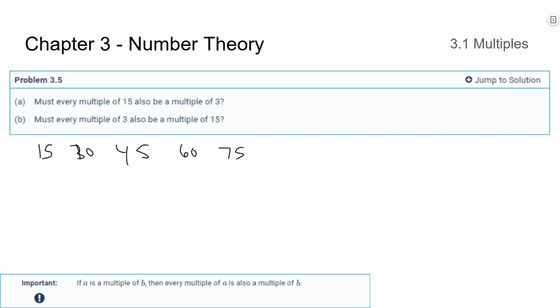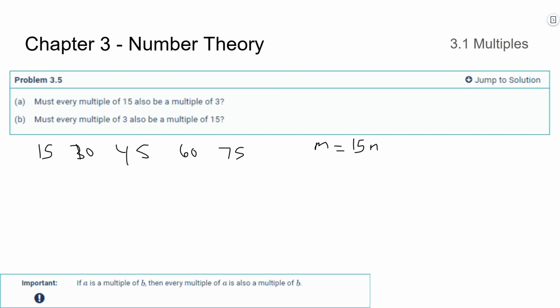So let's say that M, we'll kind of abstract this and do more of a thorough proof of this. Let's say M is a multiple of 15, which means that M has to be 15 times some number, just like we did with K a few problems ago. We know that if M is a multiple of 15, then it has to be 15 times something, even if it's 15 times 1 or 15 times 0. It has to be 15 times something if it's a multiple of 15.